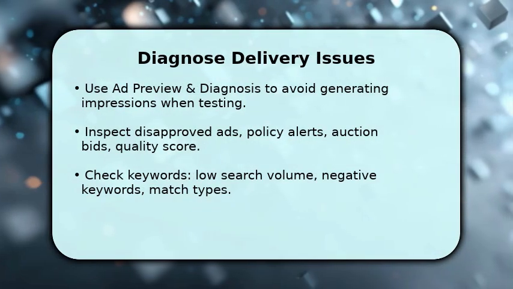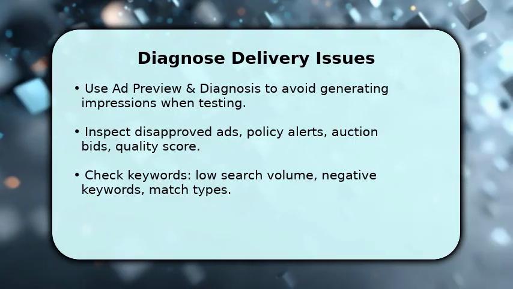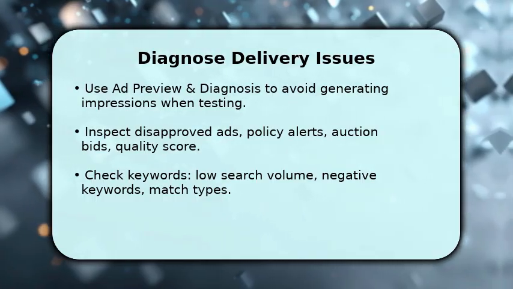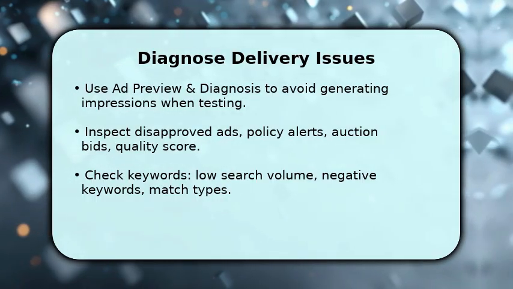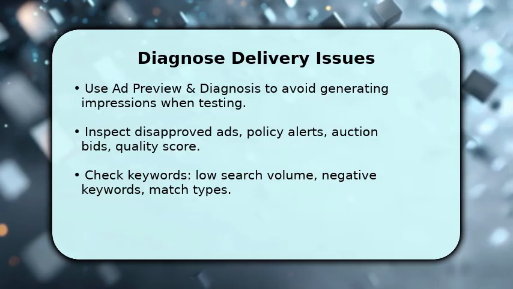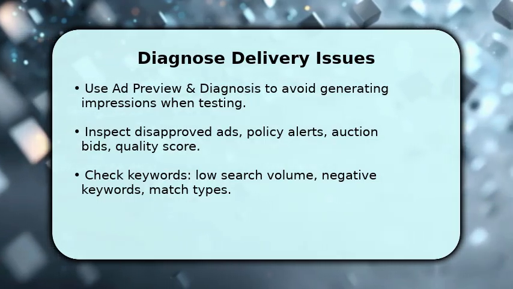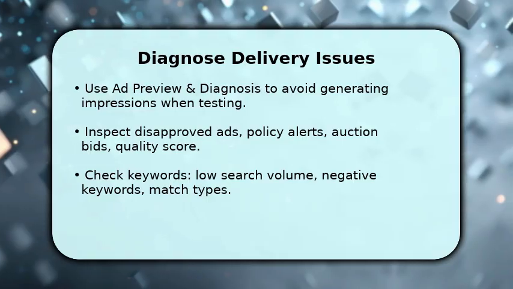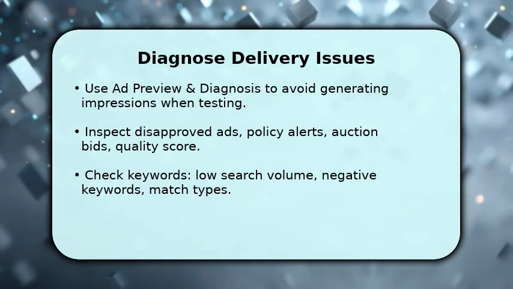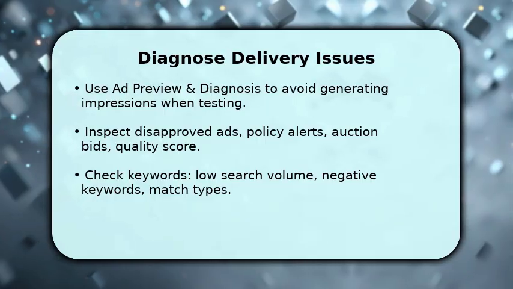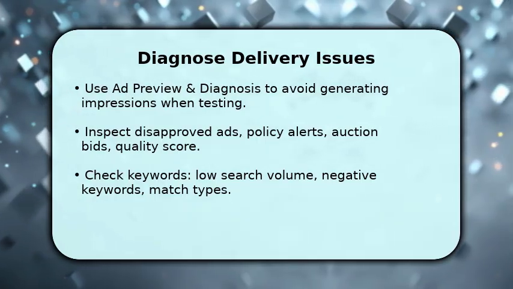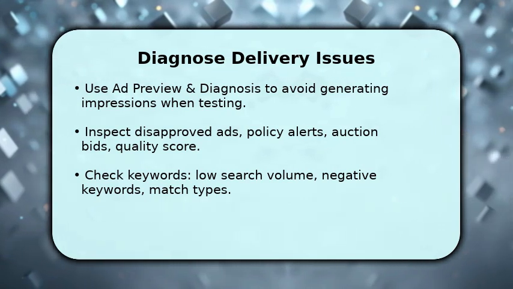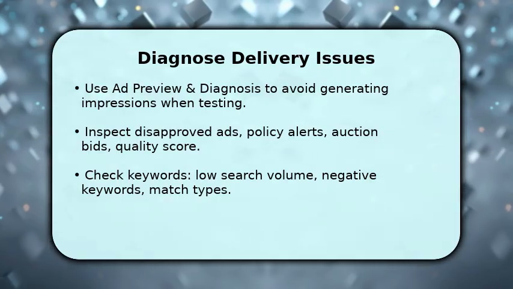Now you run focused diagnostics to isolate the problem. Use the ad preview and diagnosis tool so you don't trigger impressions while checking visibility. This shows if your ad is eligible. Review Policy Center for disapprovals and account-level alerts, then examine bid strategy and quality scores. Low bids or poor relevance reduce serving. Audit keywords for low search volume, conflicting negatives, or restrictive match types. Once you identify the limiter, adjust bids, edit creatives, or refine keywords to restore eligibility.